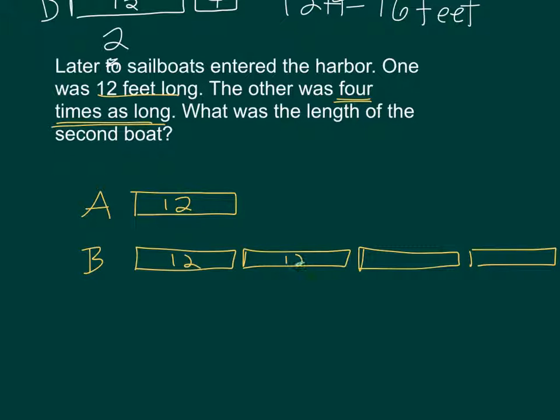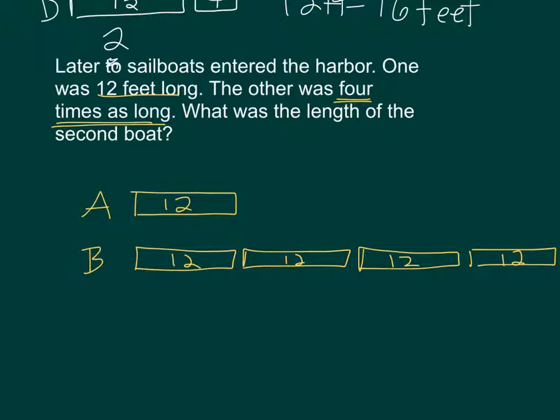But what I'm really focused on here is, does my picture match the words? So before I solve this one, I'm going to go back and check. Two sailboats entered the harbor. Yep, A and B, that's 2 different sailboats. One was 12 feet long. Yes, this one is 12 feet long. The other was 4 times as long. All right, 1, 2, 3, 4 times. Yes, I drew the same picture 4 times. What was the length of the second boat?